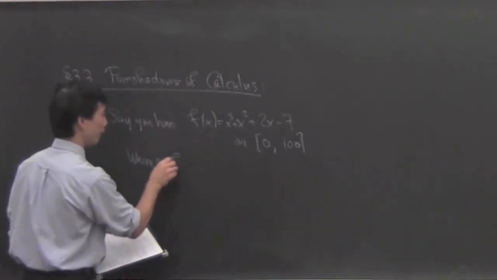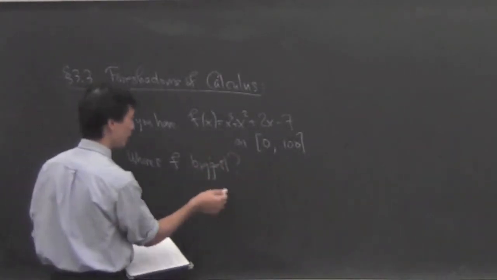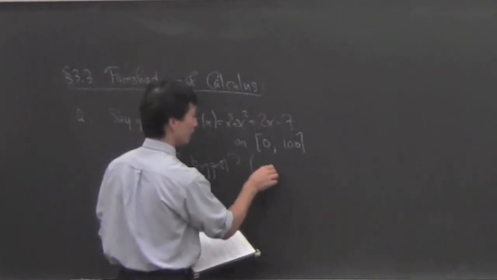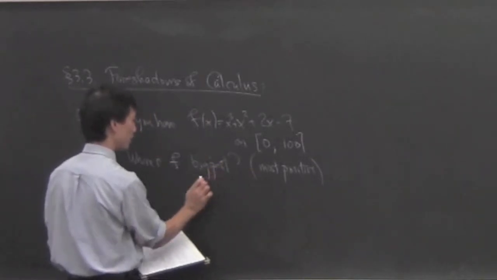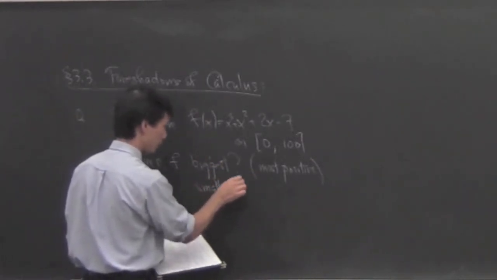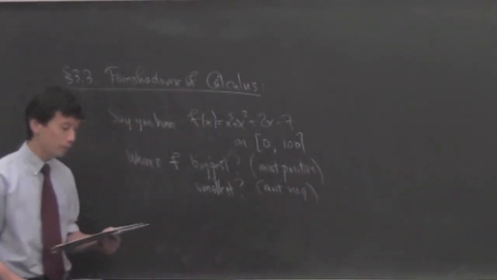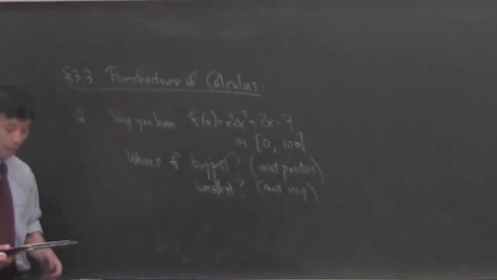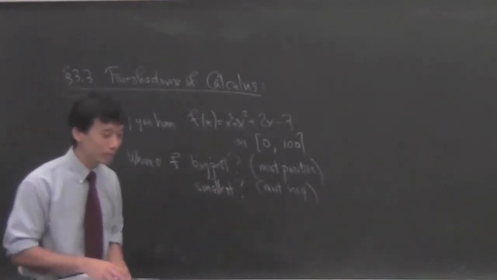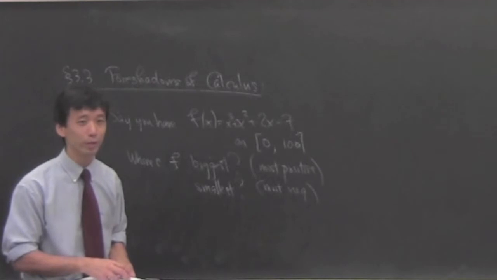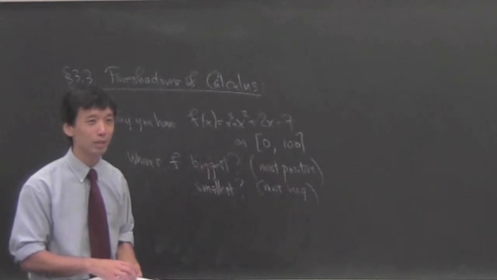Where is f biggest? Where does it take its most positive value? By biggest I mean most positive, so the graph is highest. Where is it smallest? Right, most negative. You're looking for the highest and lowest points on the graph. This is something you're interested in. You're trying to maximize something. You're wondering at what time or at what point things are the biggest, things are the smallest.